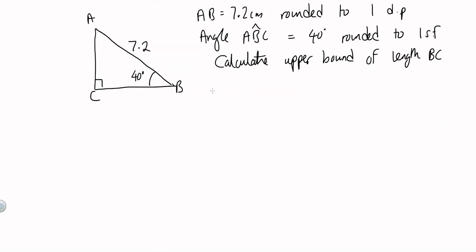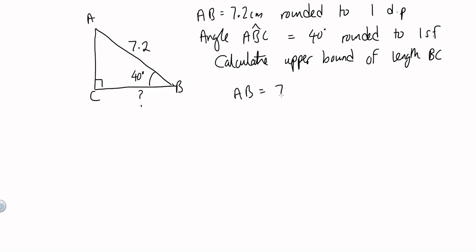But going through this question, I'm not going to teach you how to do SOHCAHTOA, how to apply trigonometry to this question, or how to find upper bound, lower bound of numbers. But what I will do is show you how to go about finding the upper bound of length BC, over here. If you want to know how to use trigonometry and how to find upper bound, lower bound, you're going to have to watch my previous videos on this. Right, first of all, 7.2 has been rounded to 1 dp.